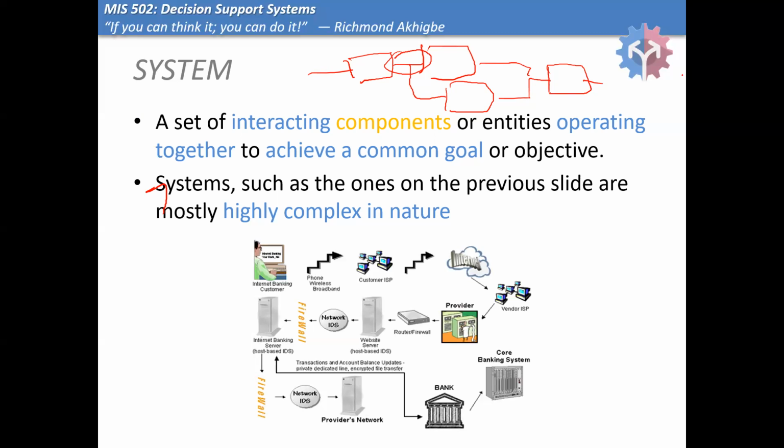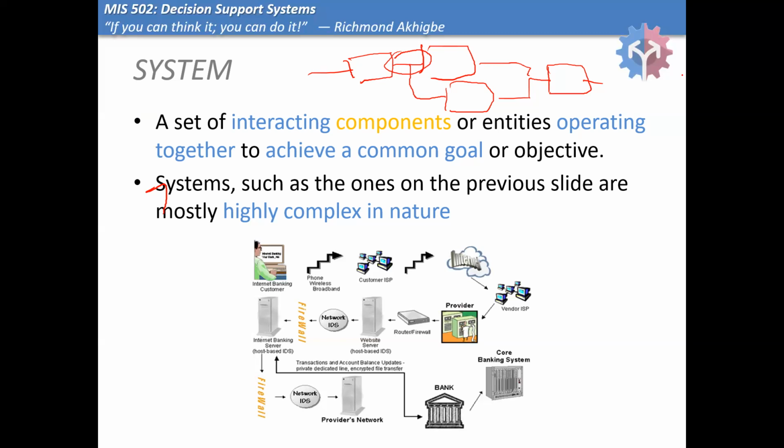It could be multiple goals as well, of course. Systems such as the one on the previous slides are mostly complex in nature. I told you complexity comes from the size or the nature. So we are dealing with complex systems. Systems means something like this, where you have interacting components trying to achieve a common goal.